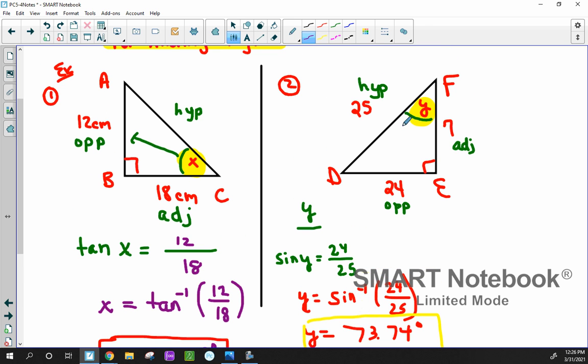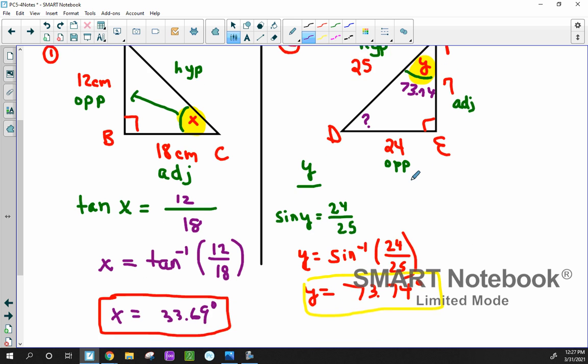So if this is 73.74 degrees, and let's say they asked me to find the other angle, then I can either put a variable here and set up another trig equation and find it that way, or I can just know from geometry that all triangles add up to 180. So I can take this answer, add it to 90, and subtract the sum from 180 to get the missing angle. That's probably going to be a lot faster also.